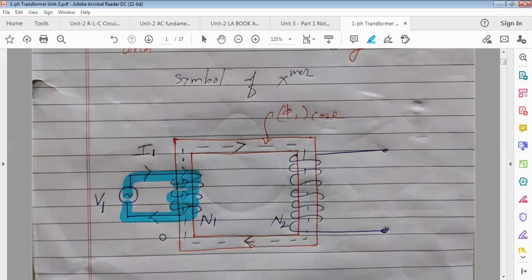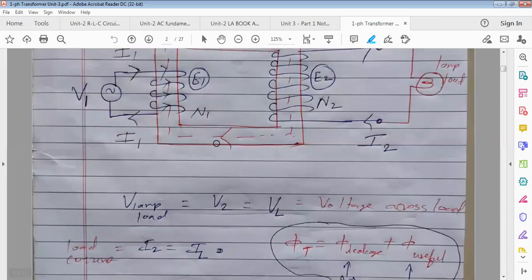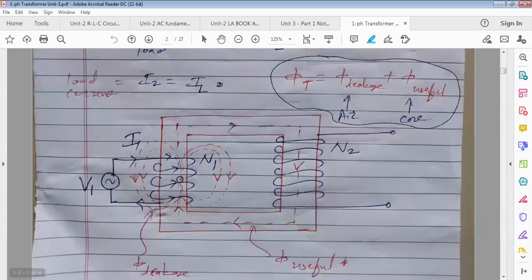That magnetic field produced by N1 number of turns will be changing or stationary? Changing, because you are applying AC current, isn't it? AC current you are passing through the copper conductor. So a changing magnetic field will get produced around this primary winding. It will produce its own flux. Now, whatever flux is produced by this primary winding, I will show you. See here.